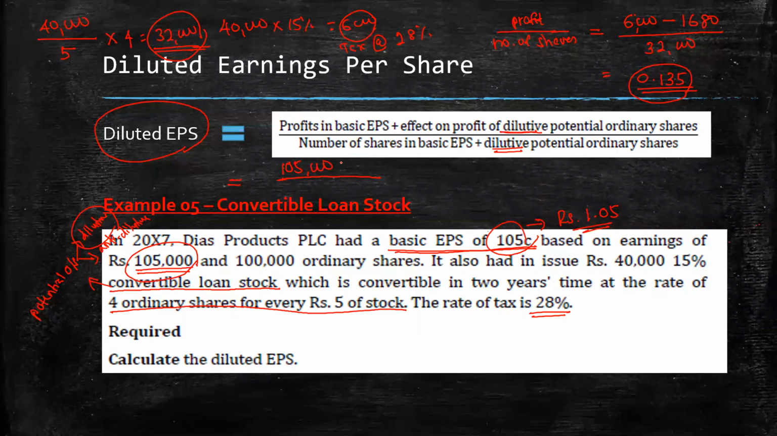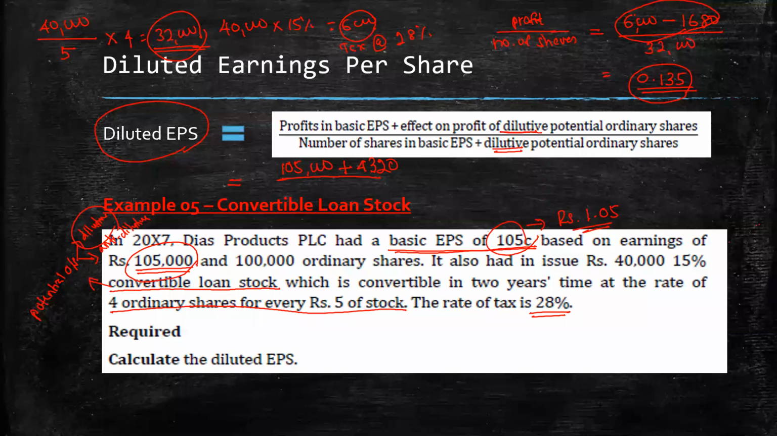Because of these dilutive potential ordinary shares, what will happen to our profit figure? What is the impact on our profit figure? This is the impact to our profit. What is the net impact? 4,320. That is the net impact. Yes, 4,320. The numerator is okay.